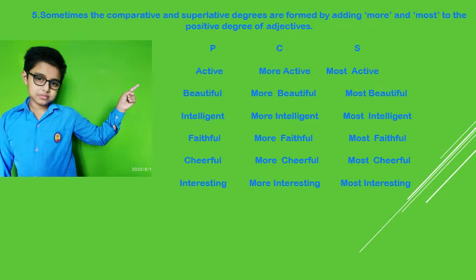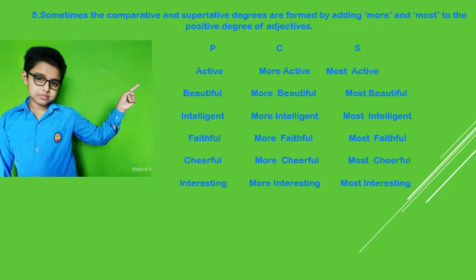Then comes the superlative degree. The superlative degree of active here is given most active. Same, you can observe here that before active, most has been added. So in some cases there are some words in which we have to add most before the main positive degree to form the superlative degree. So active, more active, most active.